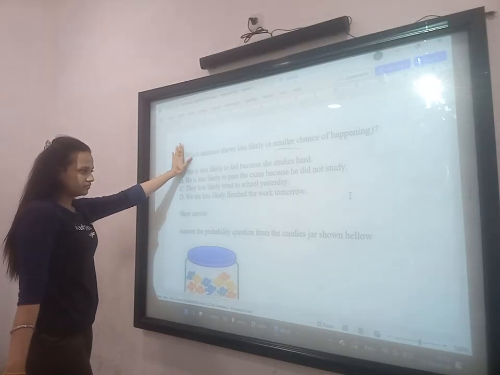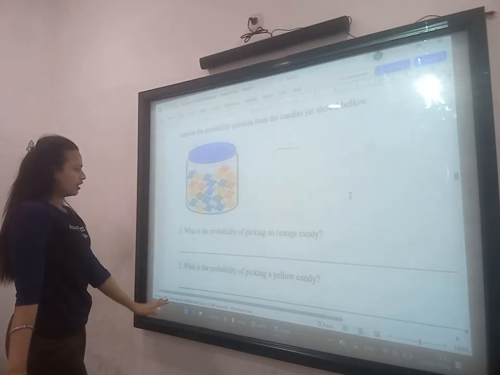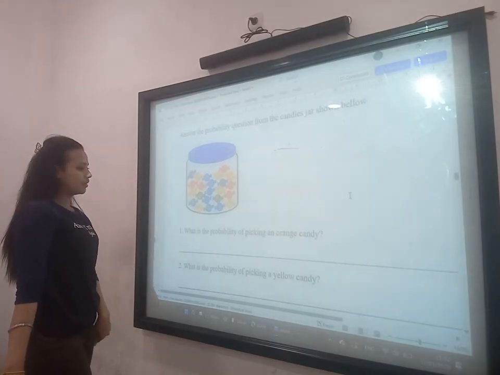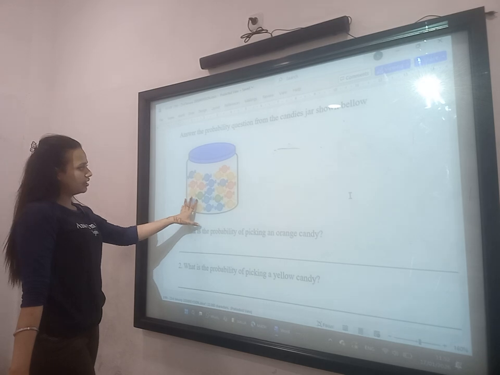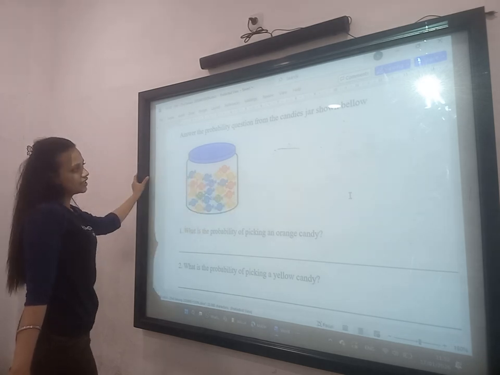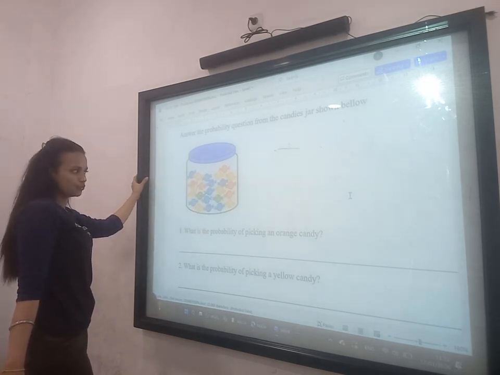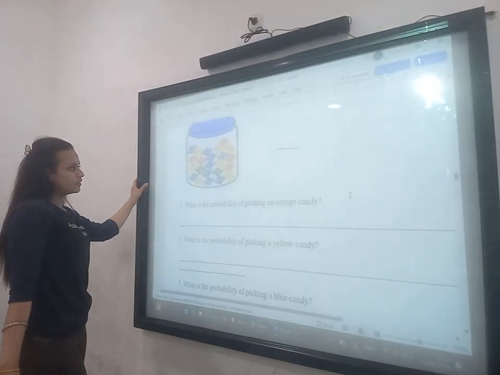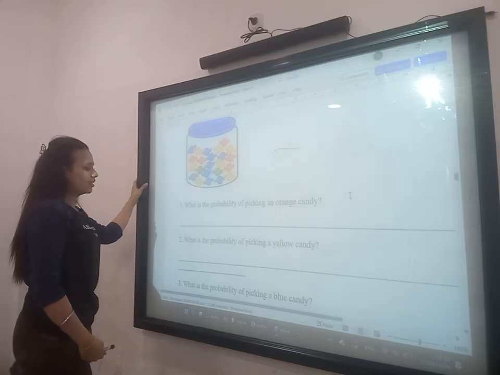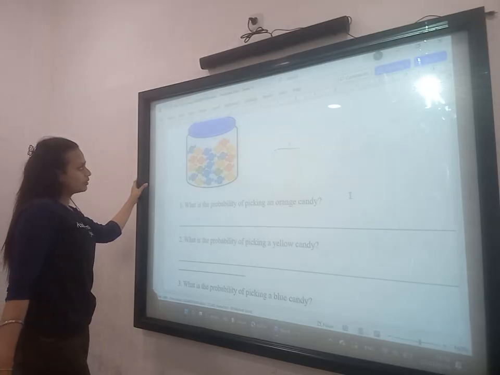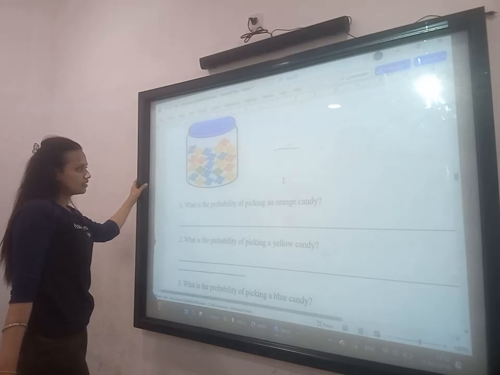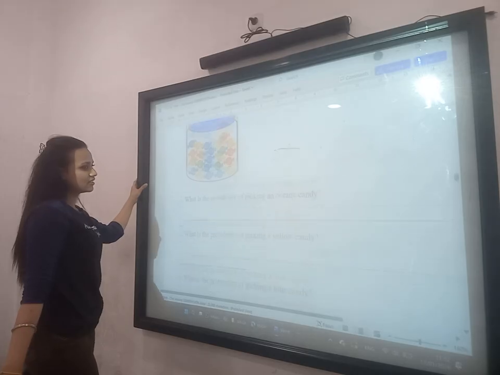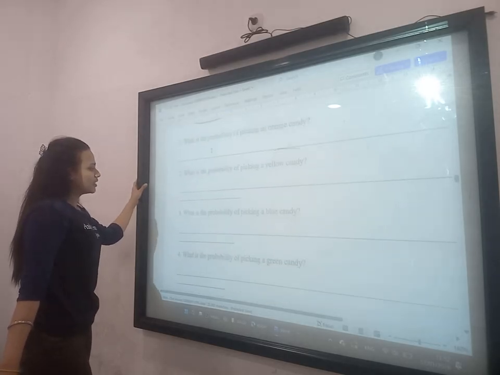Next one, the probability. What is the probability of picking an orange candy? Picking an orange candy: 1, 2, 3, 4, 5. So it is 5 out of 23 candies. Number 2. What is the probability of picking a yellow candy? Yellow candy, 7 out of 23 candies. So the total of candies inside is 23.